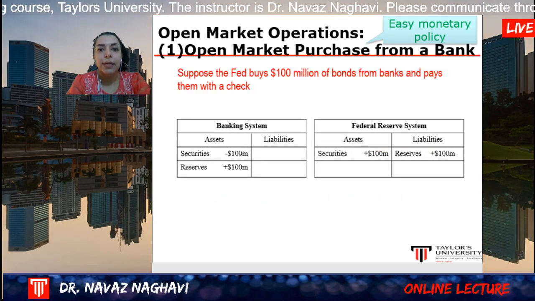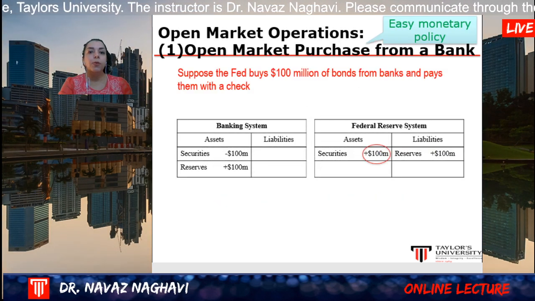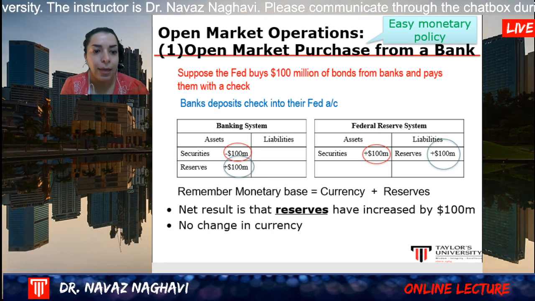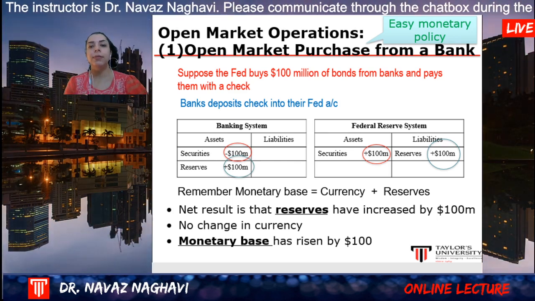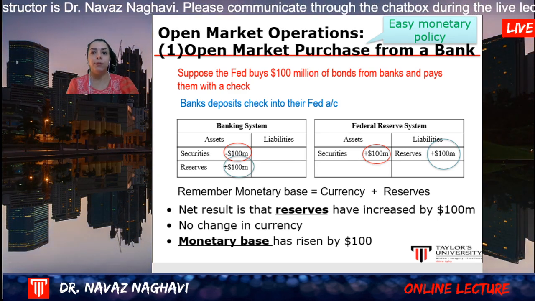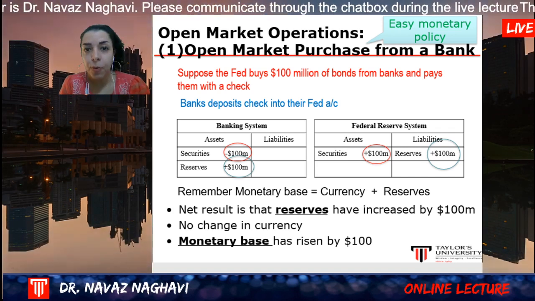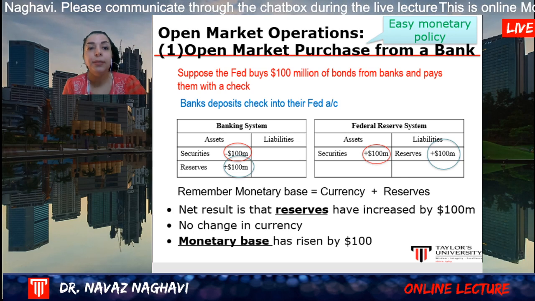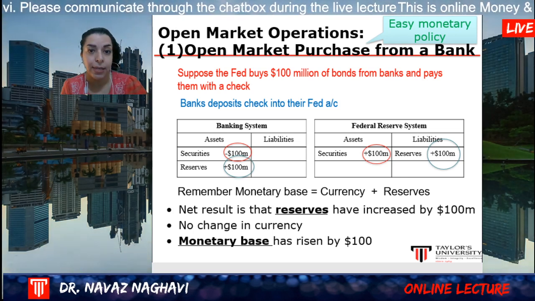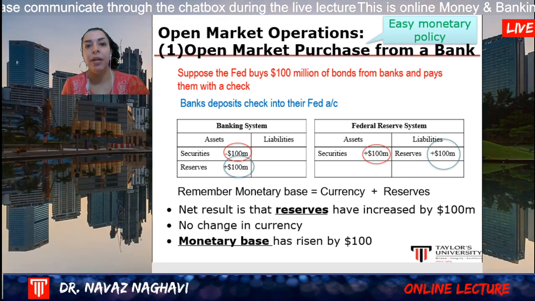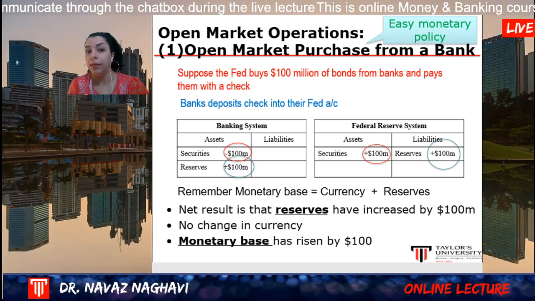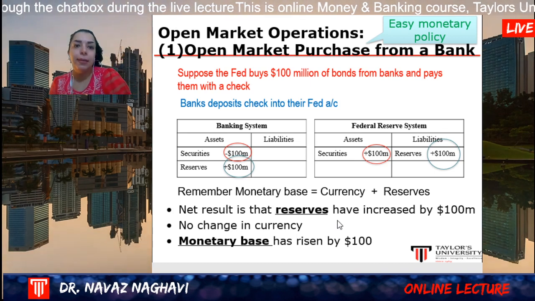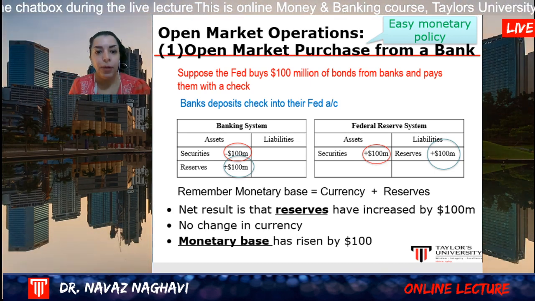Then this is about the example that we discussed. What I want to show you is whatever we used to discuss during macro. What we used to say? We used to say that easy monetary policy, which means that the central bank is injecting money into society, is equal to open market purchase, meaning that the Fed is purchasing the bond from the public. So now you can see how the money supply is going to increase.